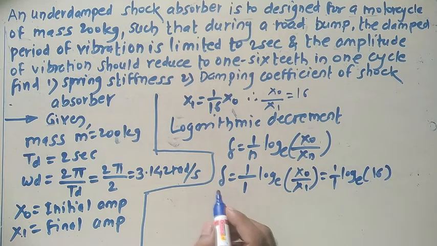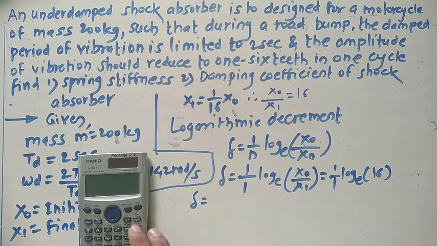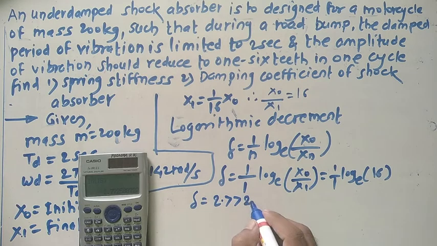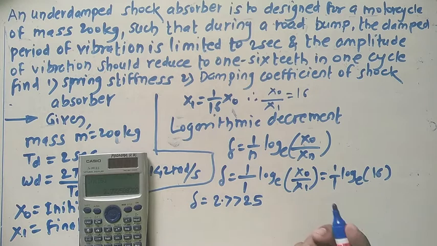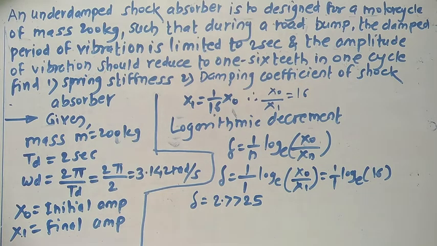If you take the log of this one, by considering this as e, so what we get here is the value for delta as 2.7725 in this way. My target is to get the value for stiffness and damping coefficient of shock absorber.